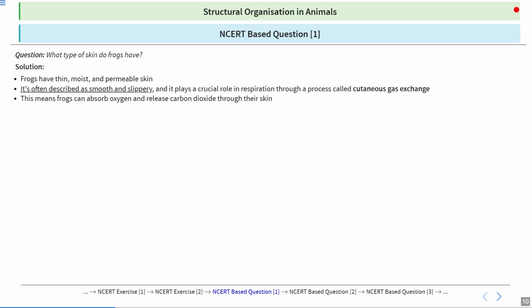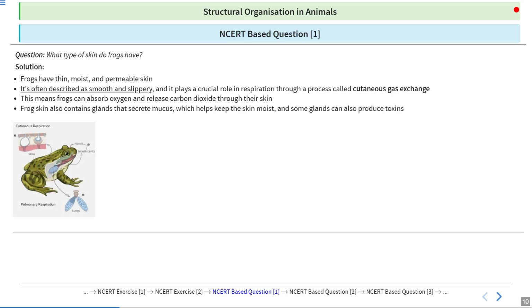So this means the frog can absorb oxygen and release carbon dioxide through its skin. Yes. So it is helping in this gaseous exchange, oxygen and carbon dioxide. Here you can see in the diagram, cutaneous respiration. The skin is having this type of gland that is helping in the exchange of gases. It's very thin, very thin.